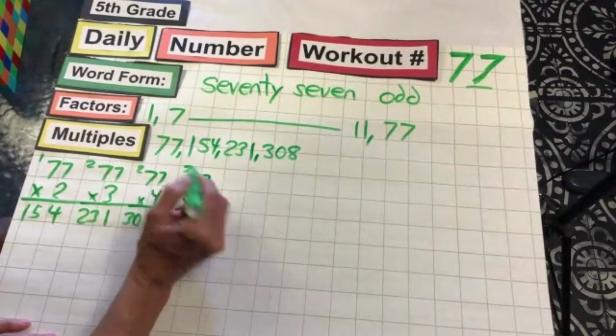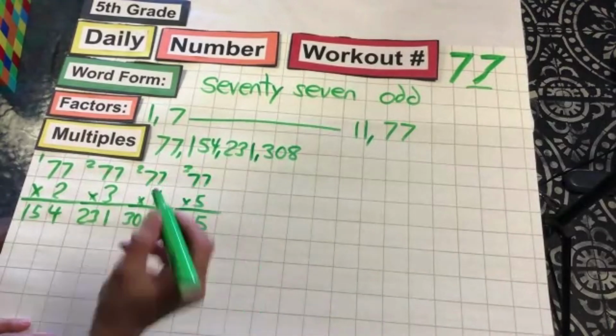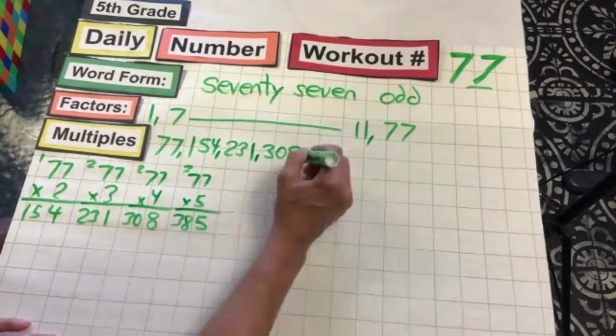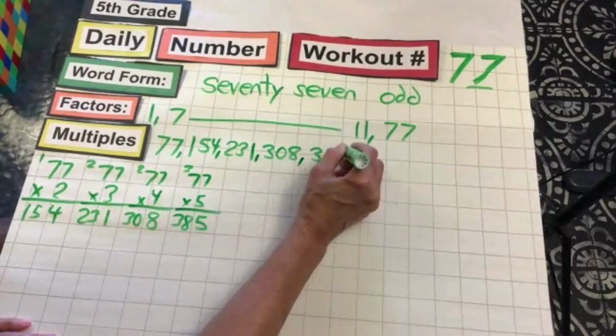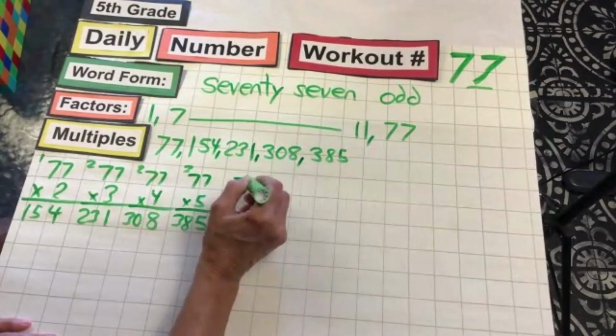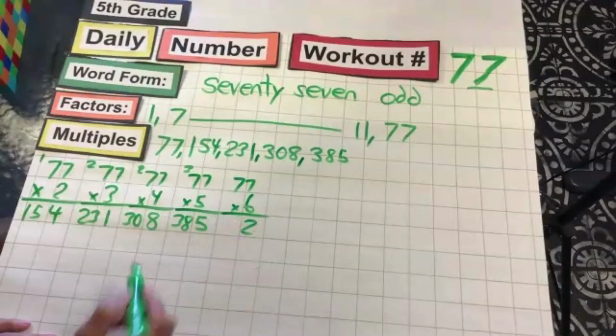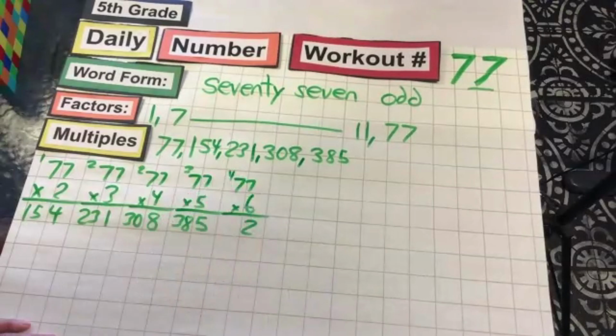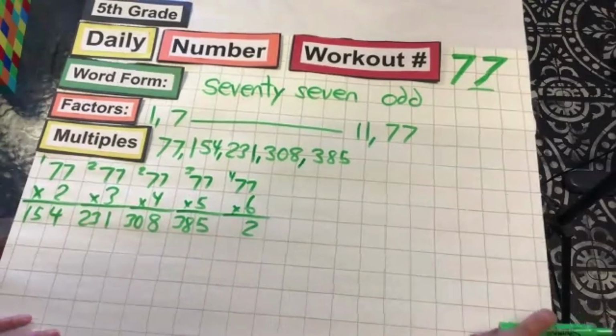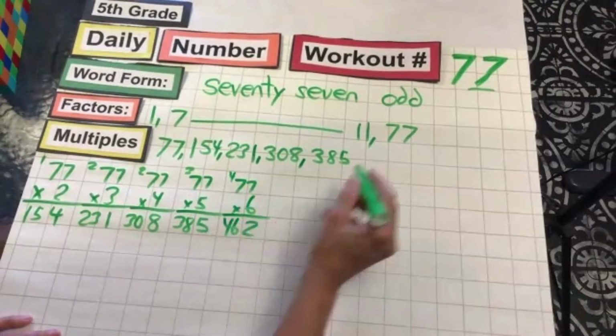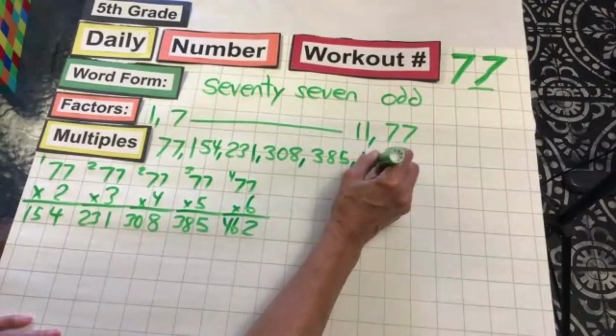5 77s. 5 times 7 is 35. Drop the 5, carry the 3. 5 times 7 is 35 plus 3 is 38. 385. 6 77s. 6 times 7 is 42. Drop the 2, carry the 4. 6 times 7 is 42 plus 4 is 46. 462.